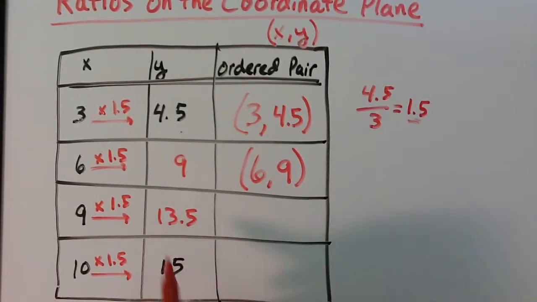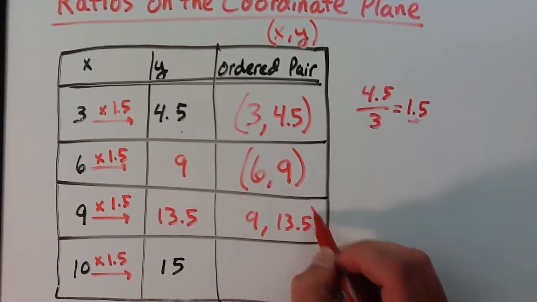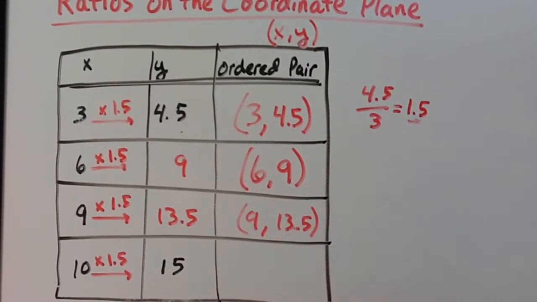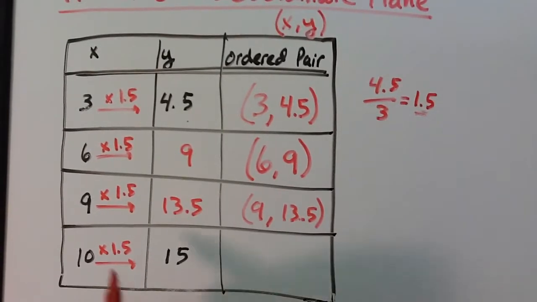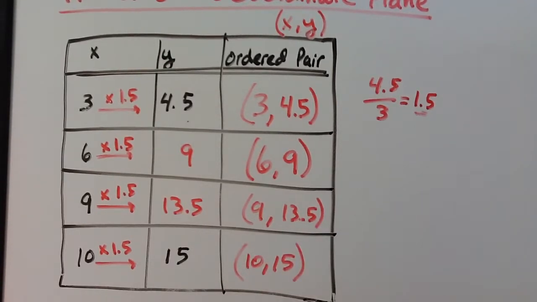Next we have 9, 13.5. 9 is the x value, 13.5 is the y value. And finally we have 10, 15. The ordered pair is put in parentheses. 10 is the x value, 15 is the y value. So now we've used our table to write ordered pairs. Finally, let's graph these ordered pairs on the coordinate plane.